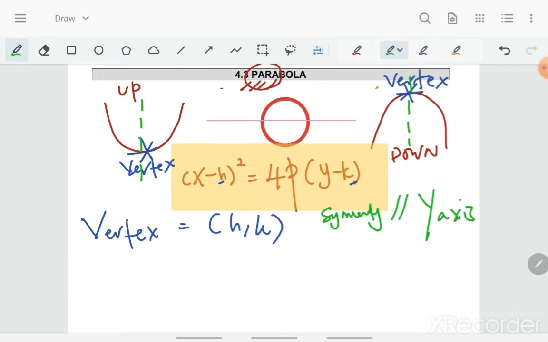Okay, look carefully. Or you can refer to the position of the P. P is beside which letter? P is beside Y. If Y, the symmetry is the Y-axis. Okay, it's simple. Okay, let's go.